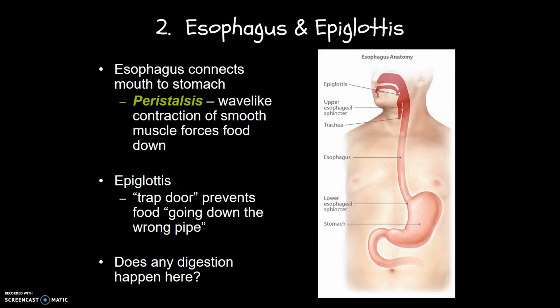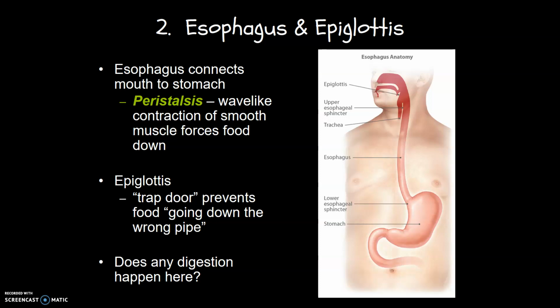After the mouth, the esophagus connects the mouth to the stomach. Food is transported down the esophagus through wave-like contractions of muscles in the esophagus that's known as peristalsis. On the way, the food passes what's called the epiglottis. You can see it labeled towards the top of our figure here. The epiglottis functions sort of like a trap door that prevents food from going into the lungs.